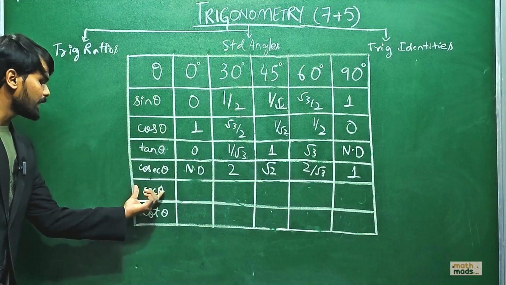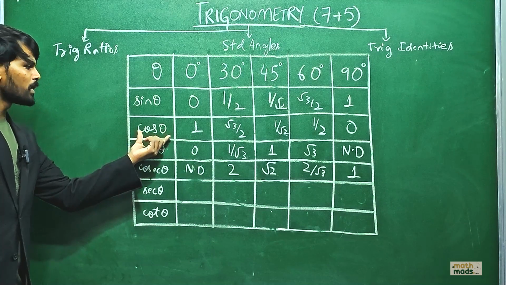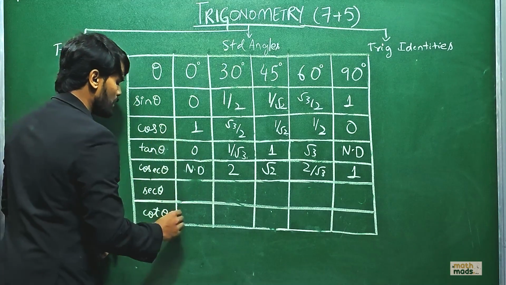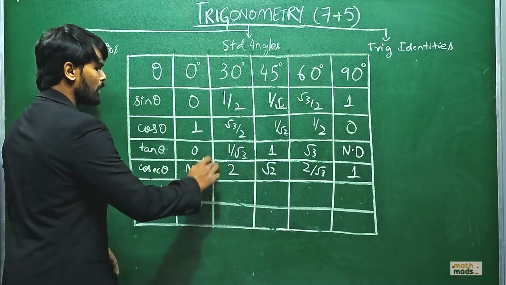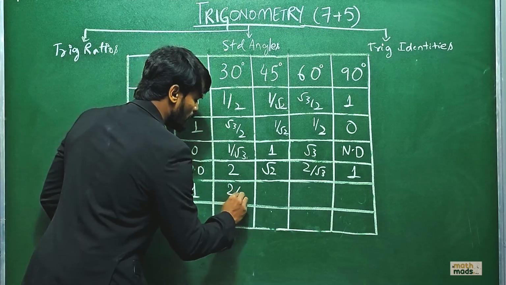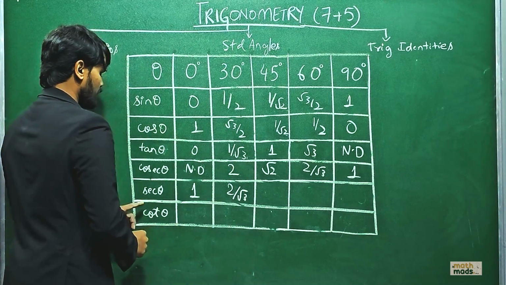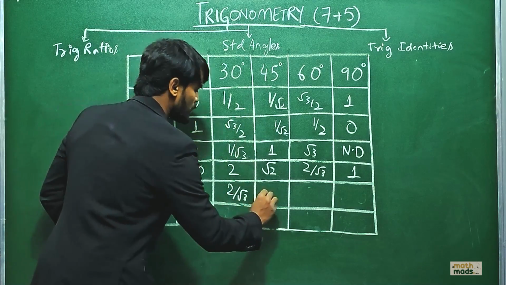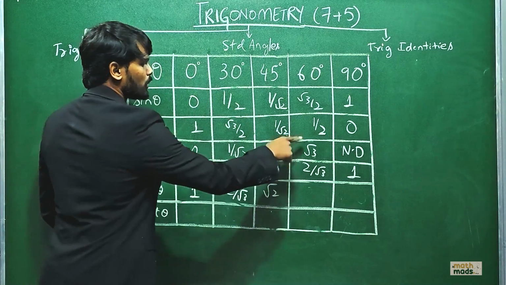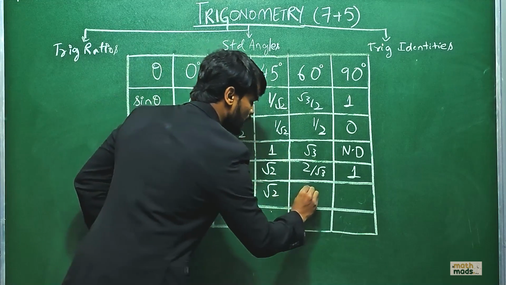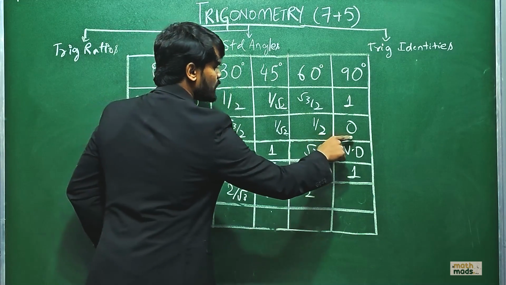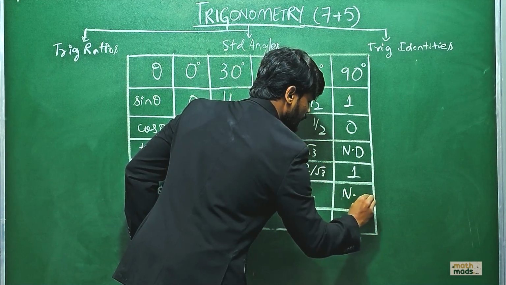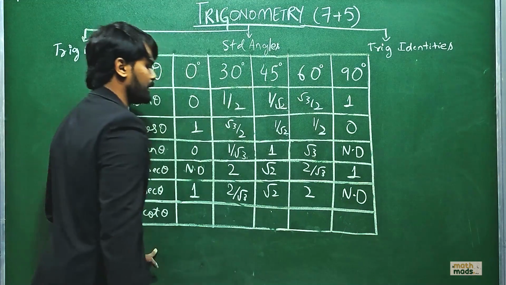The next thing, secant theta. Secant is the reciprocal of cos theta. So take the reciprocal of the values, and you will be getting the values of secant theta. So 1 by 1, you will be getting 1 again. Root 3 by 2, 2 by root 3. The next is cos 45, which is 1 by root 2, you will be getting root 2. You have 1 by 2 here, so the reciprocal of it will be 2. You have 0 here, 1 by 0, you will be getting again not defined.